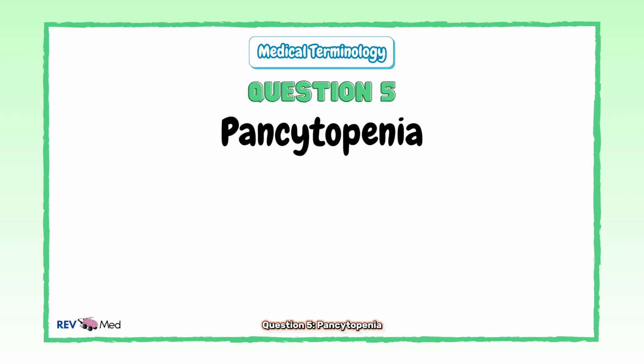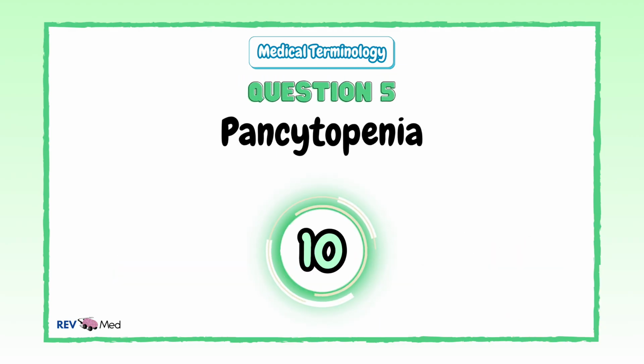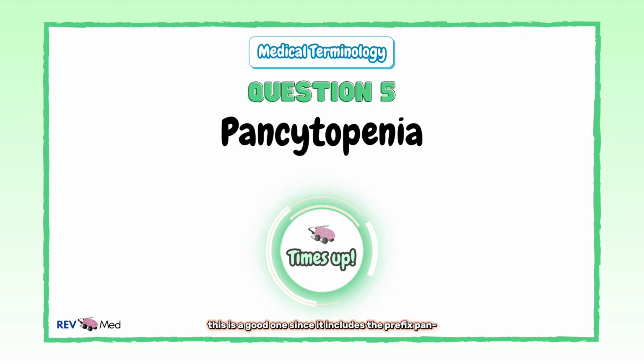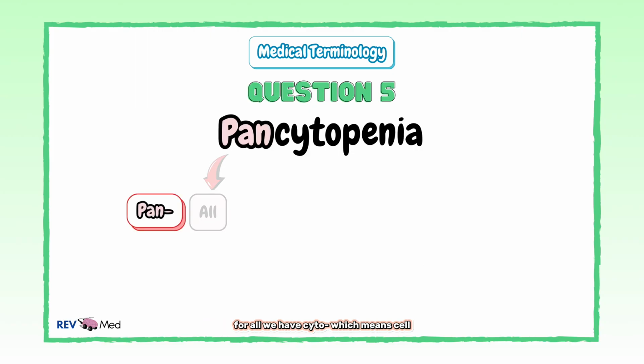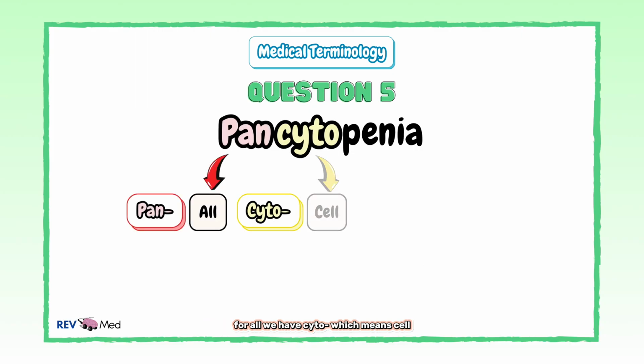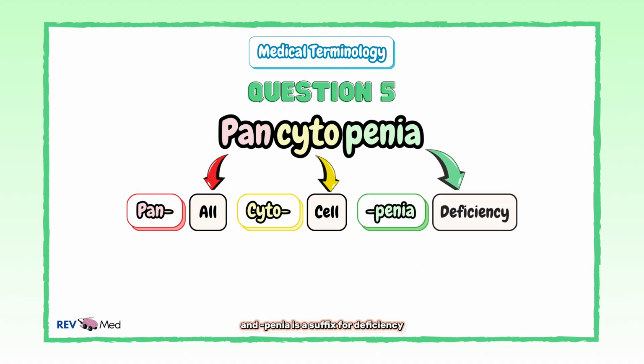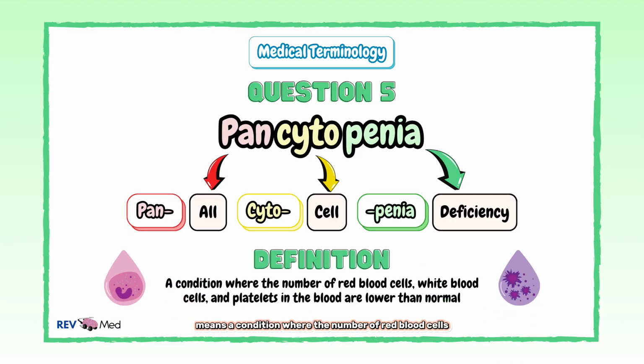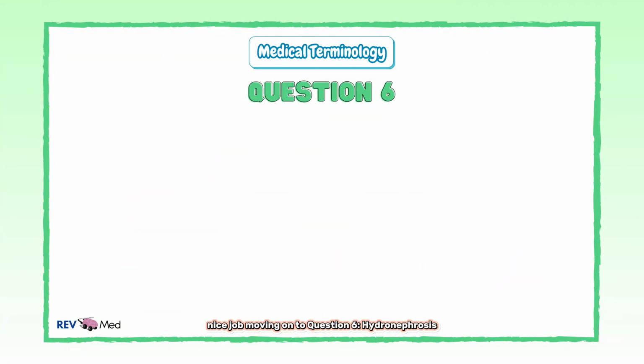Question 5. Pancytopenia. This is a good one. Since it includes the prefix pan for all, we have cyto, which means cell, and penia is a suffix for deficiency, decreased or low levels. So pancytopenia, especially in the world of oncology, you'll hear means a condition where the number of red blood cells, white blood cells, and platelets in the blood are lower than normal. Nice job. Moving on to question 6.